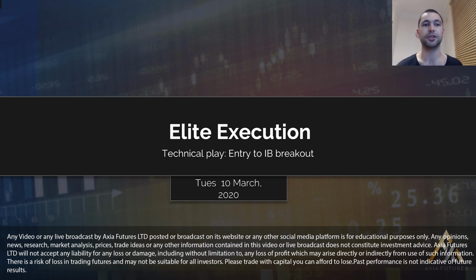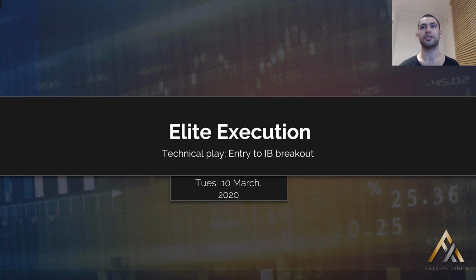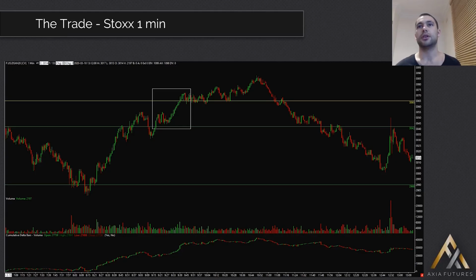The discussion really came about because we were talking about the use of price action to get good entries to your idea, and he wanted to show me some particular price action, so we're going to go through that now. Alright, so this is the day's trade, or sorry, the morning's trade.